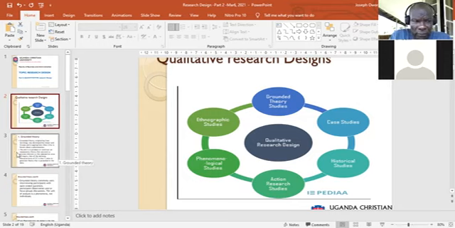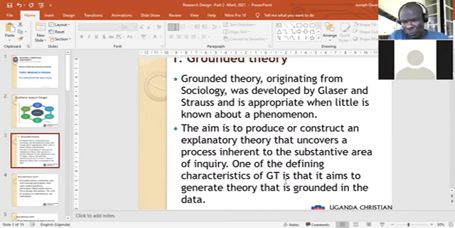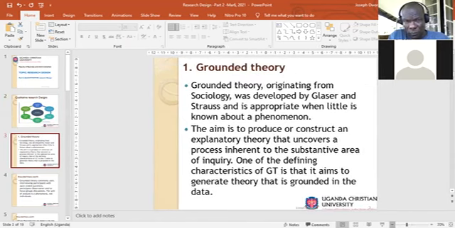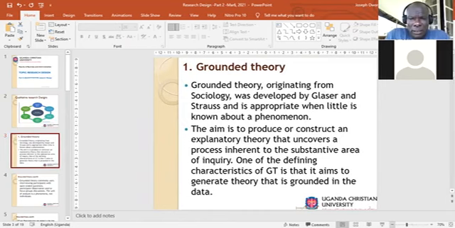So we begin with grounded theory. Grounded theory. This theory originated from sociology and was developed by Glaser and Strauss, and is appropriate when little is known about a phenomena.